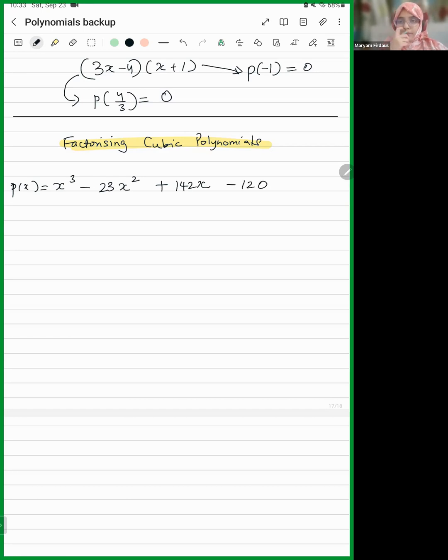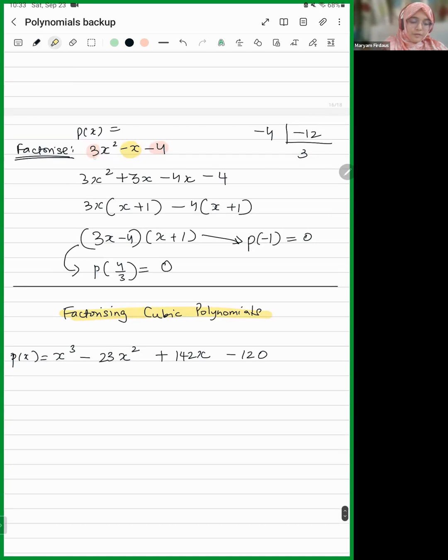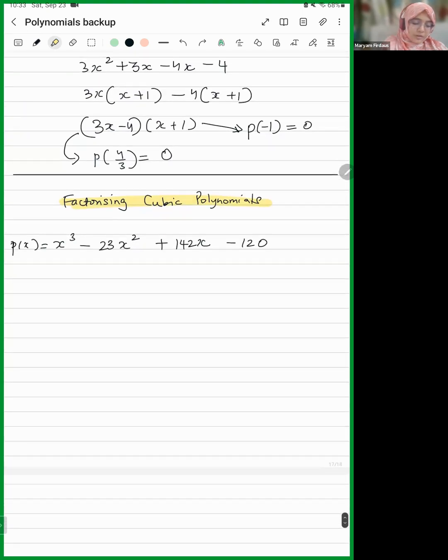Now the rule is to just multiply the coefficients, just like we used to do over here. Multiply the coefficient of the first term and the last term, right? Same thing we are going to do. So what will we get? What is the last term, dear? Oh, minus 120. Minus 120, right?